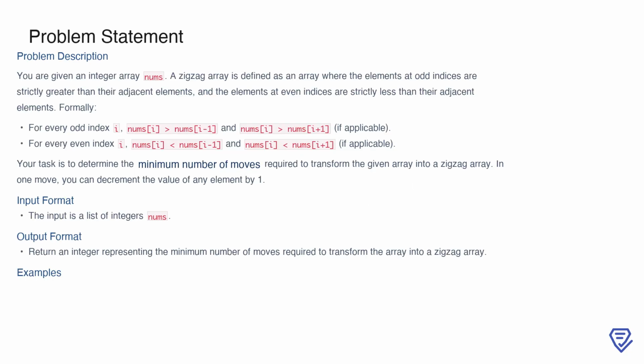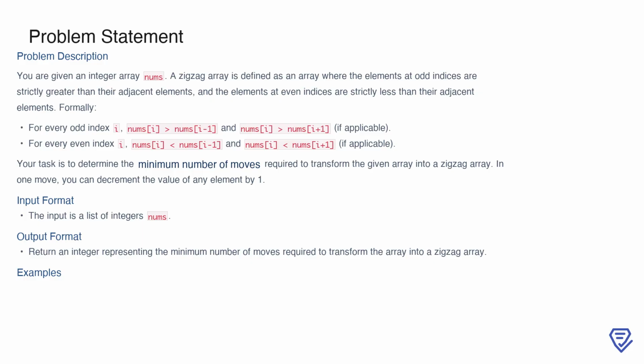The problem asks us to transform a given integer array into a zigzag array with the fewest possible moves. A zigzag array follows a specific pattern. At odd indices, each element must be strictly greater than its neighbors, while at even indices, each element must be strictly less than its neighbors. For example, at index 1, the value should be greater than both the values at indices 0 and 2. Similarly, at index 2, the value should be less than both the values at indices 1 and 3.